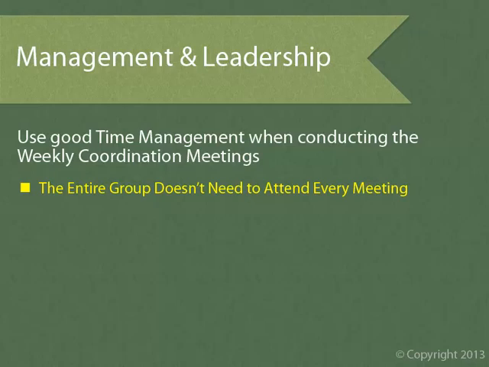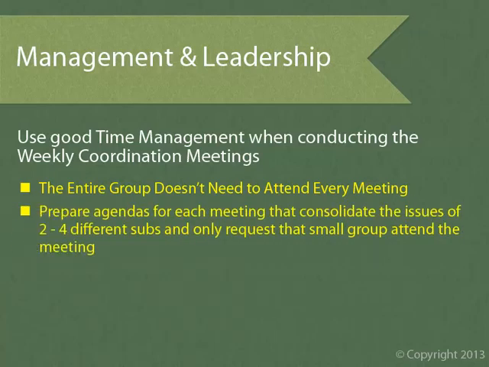For the first meeting, we do need to have all the different subs together to build the team and lay out the game plan. But in the regular coordination meetings that follow, we'll have a very narrow focus on individual details of specific trades, so there may only be 2 or 3 different subcontractors at each individual coordination meeting. Prepare agendas for each meeting that consolidate the issues of 2 to 4 different subcontractors and only request that small group attend the meeting. During a coordination meeting, you may have time to go over about 20 details. So for one meeting, you might focus only on intersections involving, say, metal panels, glass, and plaster. Then only require those 3 specific subcontractors to attend.